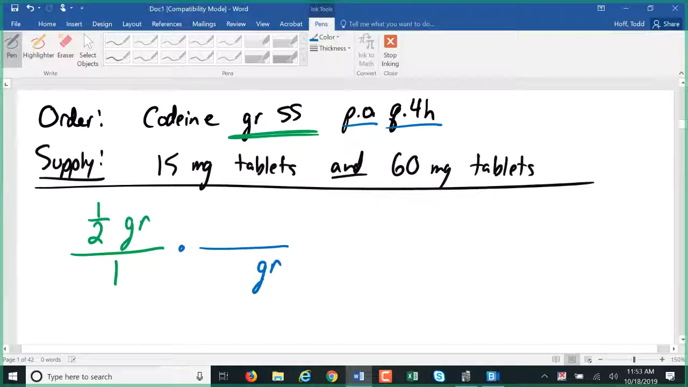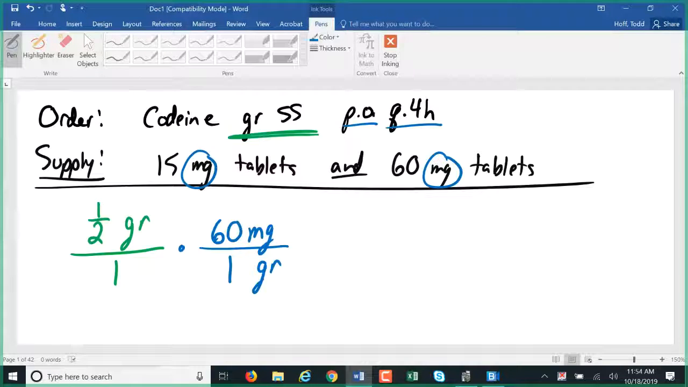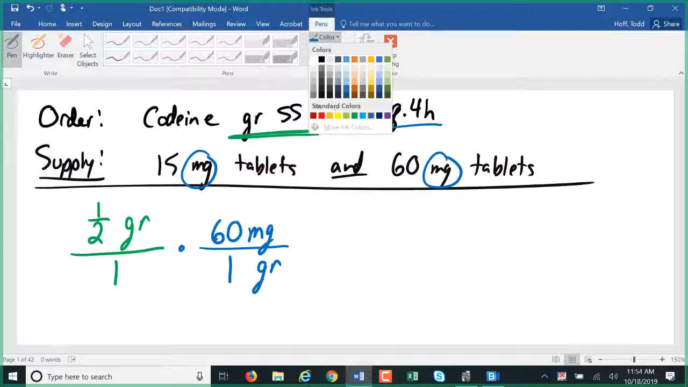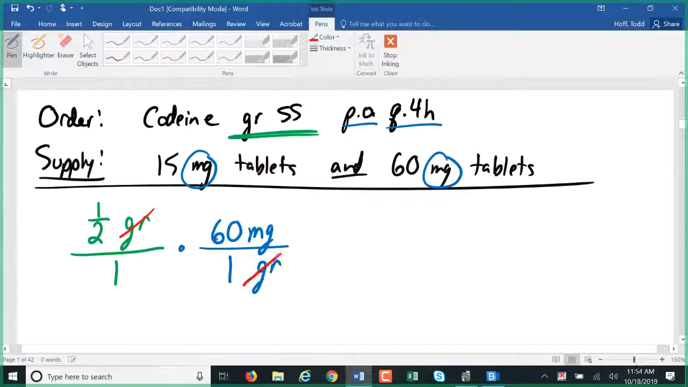Now we don't know where to go with it, so let's look at our on-hand dosage. Those are in milligrams. We're going to take grains to milligrams. What is our relationship between grains and milligrams? Remember? One grain is 60 milligrams, approximately. So the grains cancel out, we're now in milligrams.